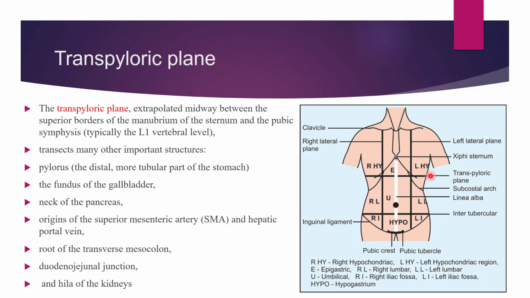For example, number 1 is the pylorus. Number 2 is the fundus of the gallbladder. Number 3 is the neck of the pancreas. Number 4 is the origin of the superior mesenteric artery. Number 5, there is the hepatic portal vein. Number 6, the root of the transverse mesocolon. Number 7, the duodenojejunal junction. And number 8, the hila of the kidneys, that is the hilum of the right kidney and the hilum of the left kidney. This transpyloric plane is present at the L1 vertebral level, that is the first lumbar vertebral level.